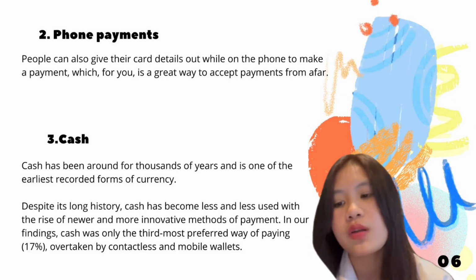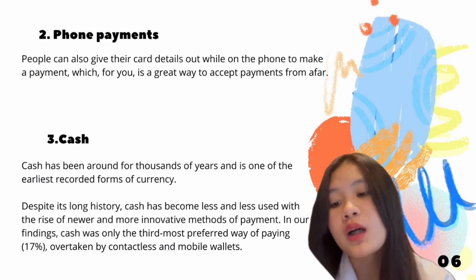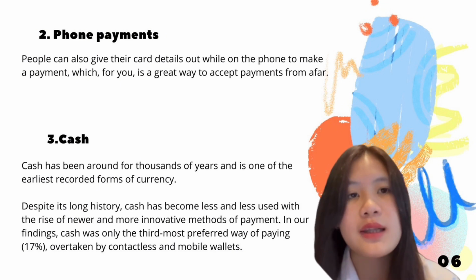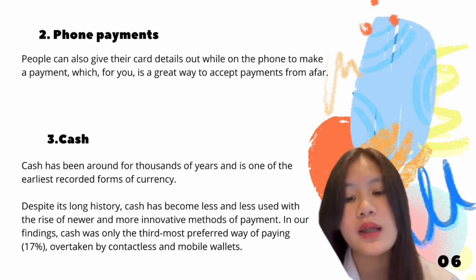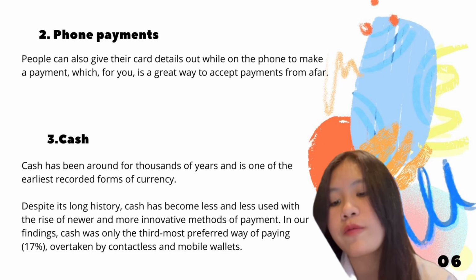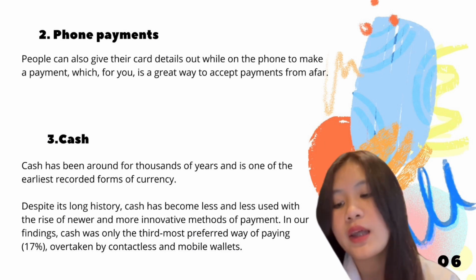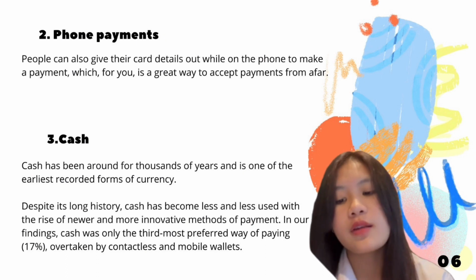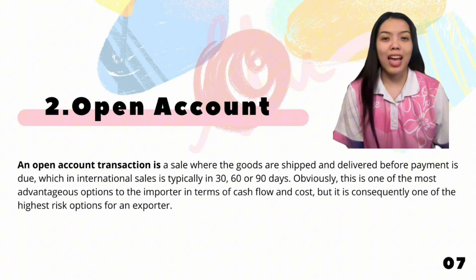3. Cash. Cash has been around for thousands of years and is one of the earliest recorded forms of currency. Despite its long history, cash has become less and less used with the rise of newer and more innovative methods of payment. In our findings, cash was only the third most preferred way of paying, at 17%, overtaken by contactless and mobile wallets.